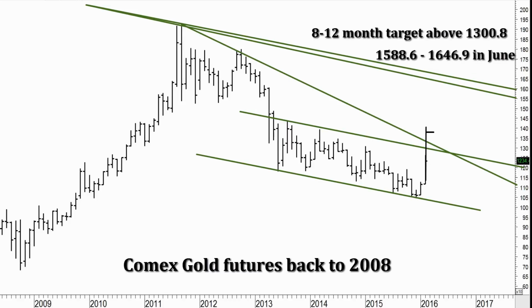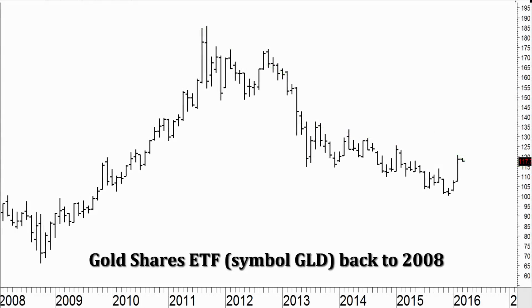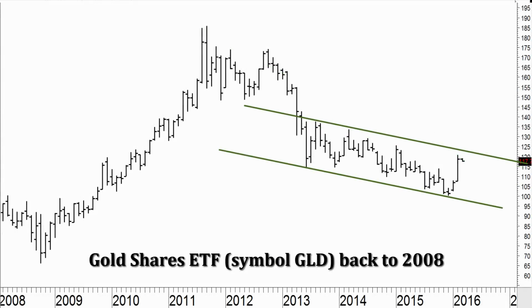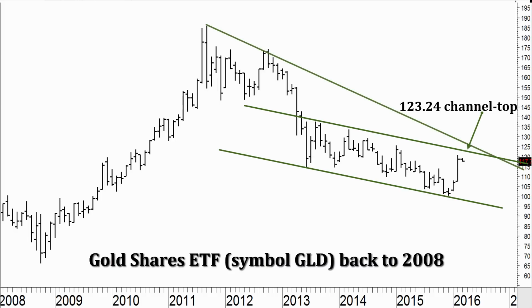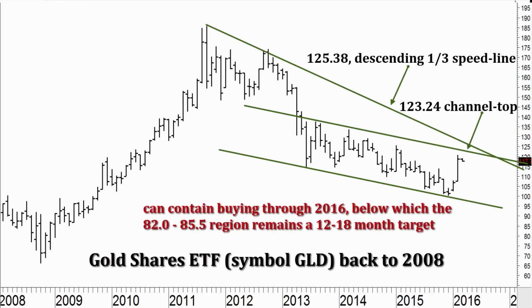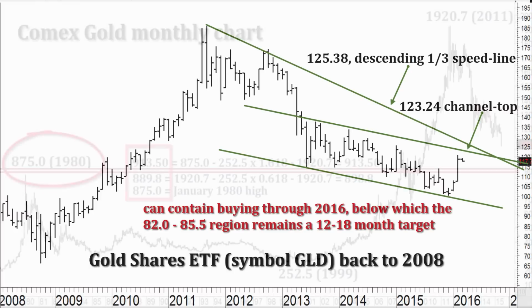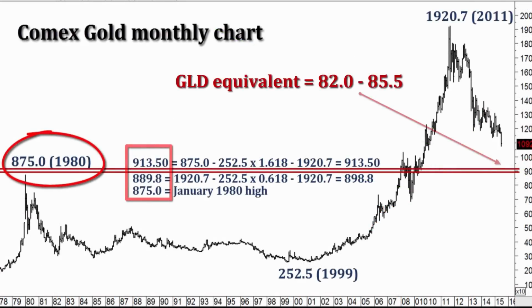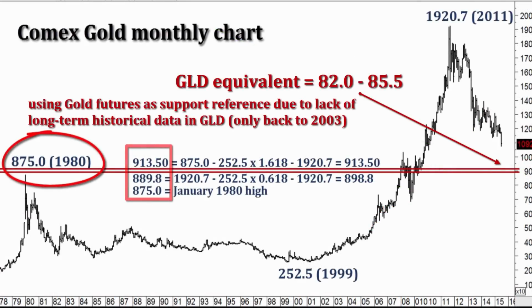The Gold Shares ETF, symbol GLD, presents a highly correlated technical framework. For the month of March, the significant overhead resistance I'm referring to begins at the 123.24 channel top and ends at the 125.38 descending 1/3 speed line projected off the 2011 high. This gradually descending and narrowing range is able to absorb buying through 2016, and below it we should, over the next 12 to 18 months, continue south to ultra long-term support in the 82 even to 85.5 region, a rough numeric equivalent to Comex Gold futures at 875 even to 913.5.